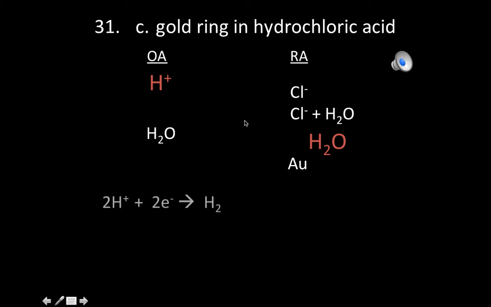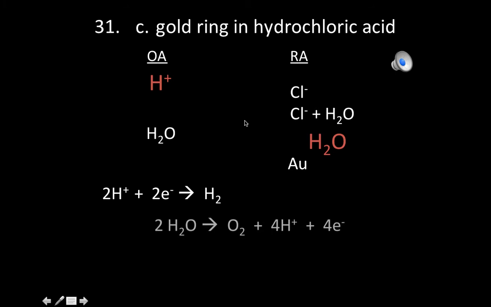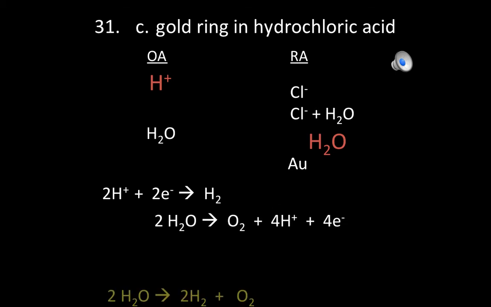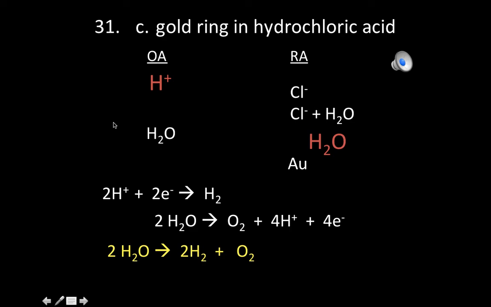So we write out our two half reactions: reduction of hydrogen, oxidation of water, and we do an overall equation. Now when we look at the positioning, we know the hydrogen is going to be reduced at 0 volts, and water is above it. Diagonally, it's above it. So this is definitely a non-spontaneous reaction. We get an overall negative cell potential.